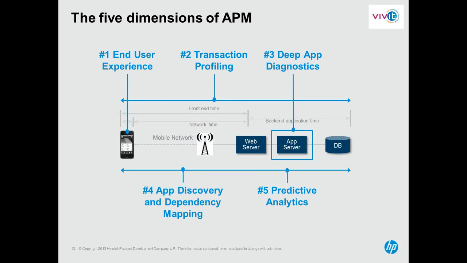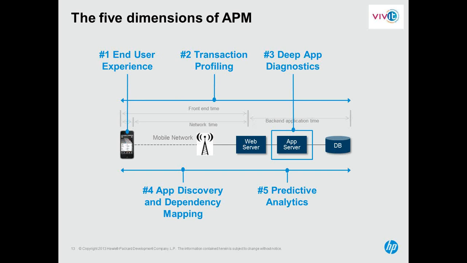Gartner defined about five dimensions of application performance management. It starts with end user experience, which is understanding the experience of an end user by simulating or using robots to simulate the way the end user is actually using the experience. Then, understanding transaction and profiling the transaction, which is monitoring each and every transaction that goes through the infrastructure from the front-end end user all the way to the back-end.